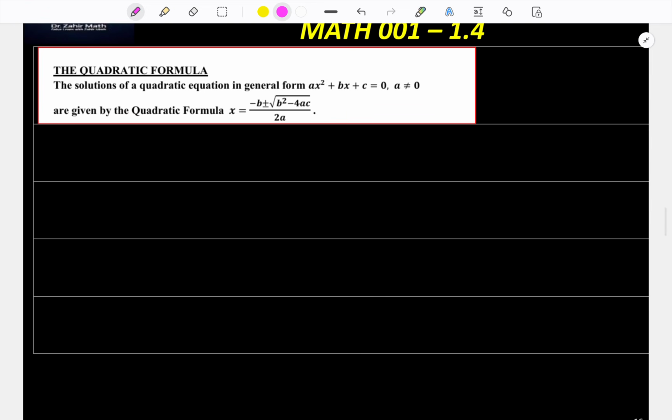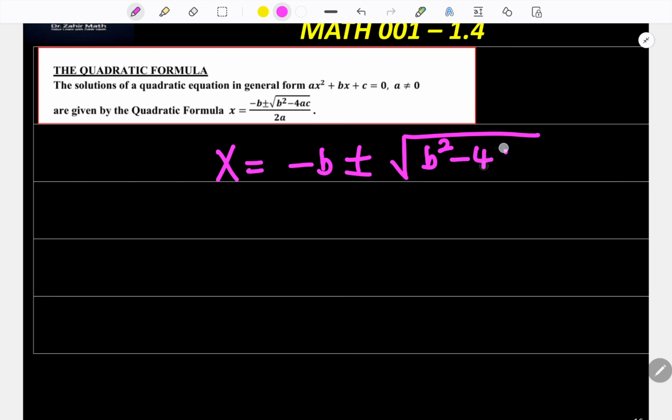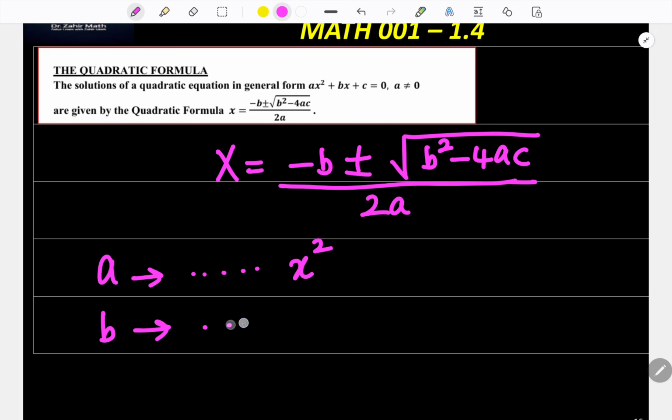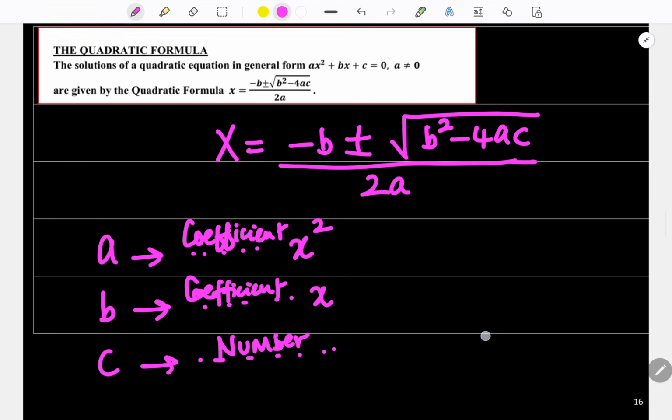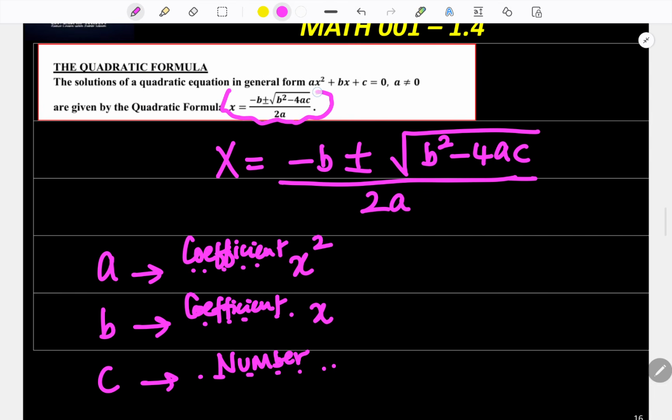Next, we are going for the quadratic formula. What is the quadratic formula? This formula you already studied in school. x equals minus b plus or minus square root of b square minus 4ac, divided by 2a. What is a, teacher? The coefficient of x square. What is b, teacher? The coefficient of x. What is c, teacher? The number. Keep in your mind, this formula you have to memorize. If the question says use the quadratic formula, 100% you have to use this formula to write.